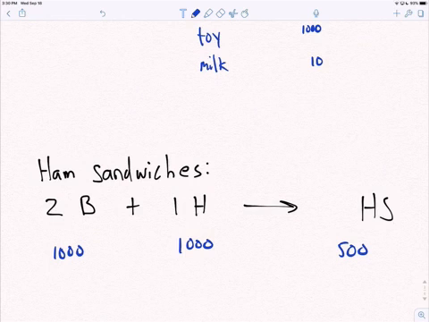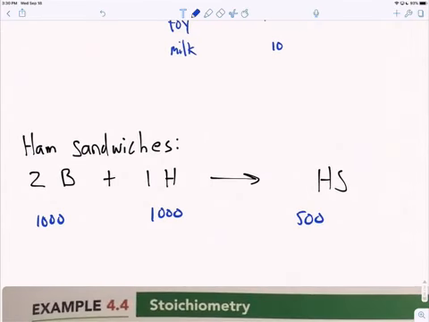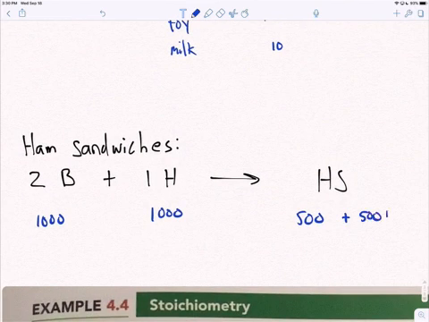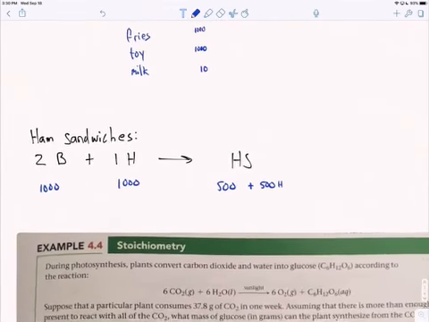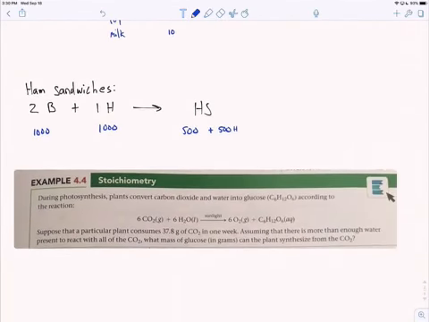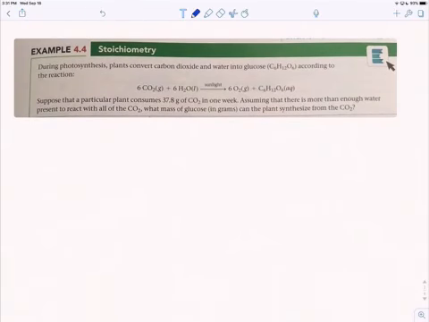So in this case, we're limited by the bread, plus we have excess ham. So we have one thing we're limited by, and then we have an excess of something else. So let's talk about this with a problem. And this is an easy case. This is a limiting reagent problem, but it's where one reagent is in such excess, you already know what the limiting reagent is.